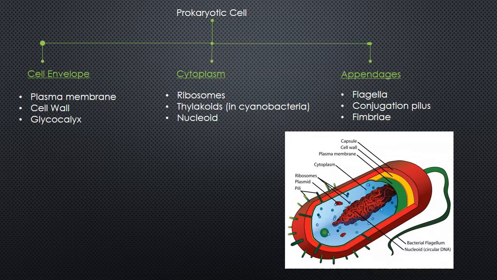The cytoplasm, of course, contains ribosomes, because we know that every living thing contains ribosomes. Thylakoids, which are specific to cyanobacteria, and then a nucleoid. And that nucleoid is basically a concentrated area of DNA. Remember, it doesn't have a proper nucleus. And then the third category is the appendages. It can have a flagella, a conjugation pilus, or a fimbriae.